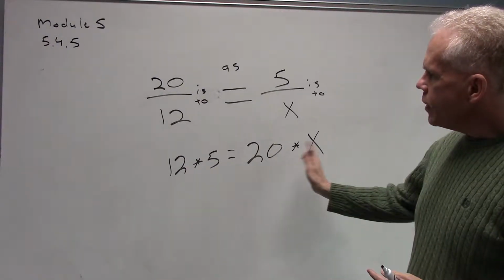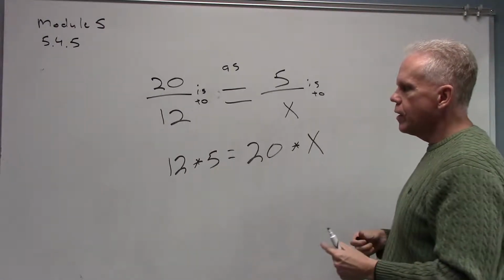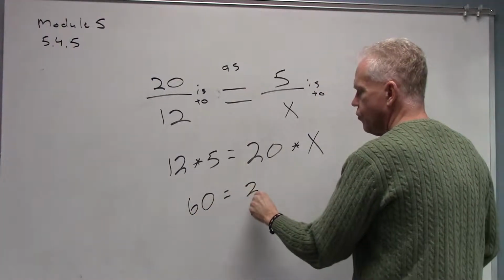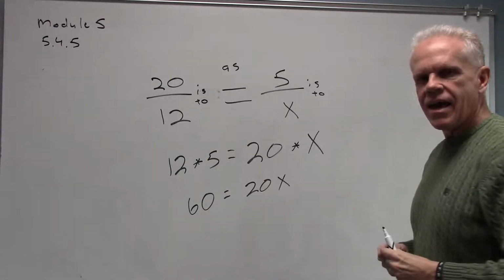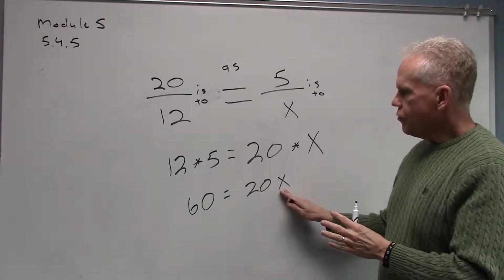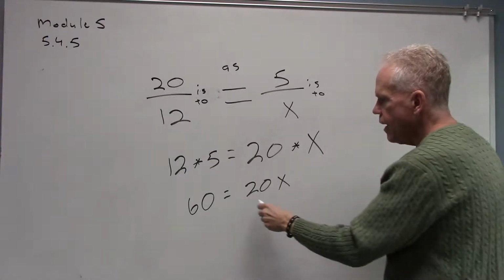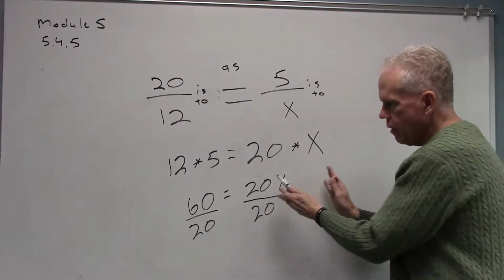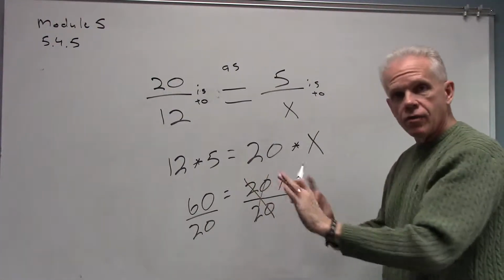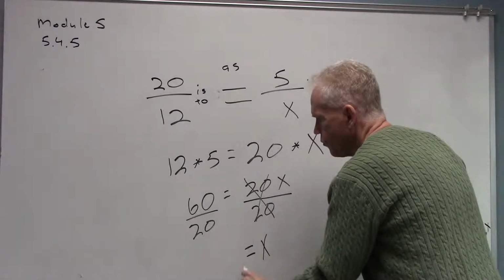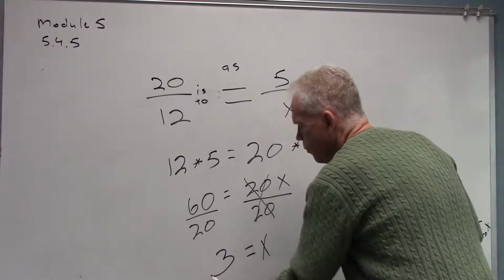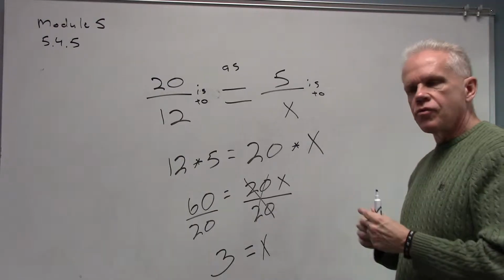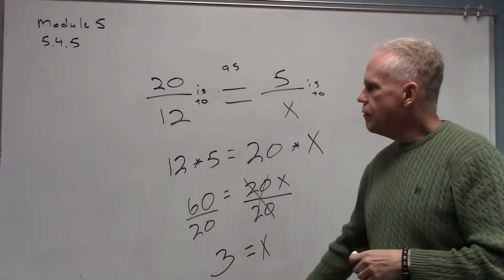Now we can begin the solution work by simplifying this side. 12 times 5 is 60. Over here this is 20 times x, or 20x. In order to solve for x, I simply divide both sides of my equation by 20. That cancels out the 20s, leaving me an x, and 60 divided by 20 is 3. So my unknown is 3.